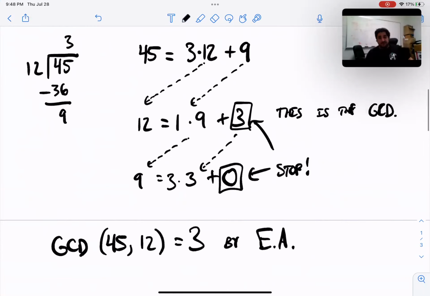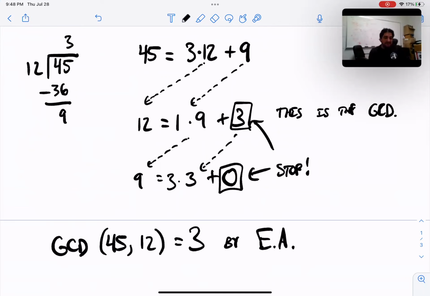What you do is you start with your two numbers, you do long division, then do long division again using the old divisor as the new dividend and using the old remainder as the new divisor, and then repeat that process until you get 0. So 0 is always going to be your last remainder. The second to last remainder, that's your GCD. So that's how you run the Euclidean algorithm.